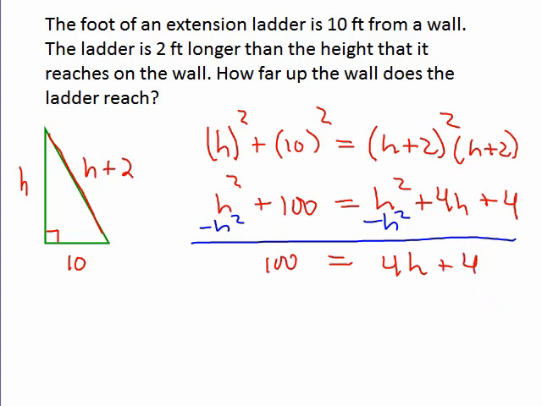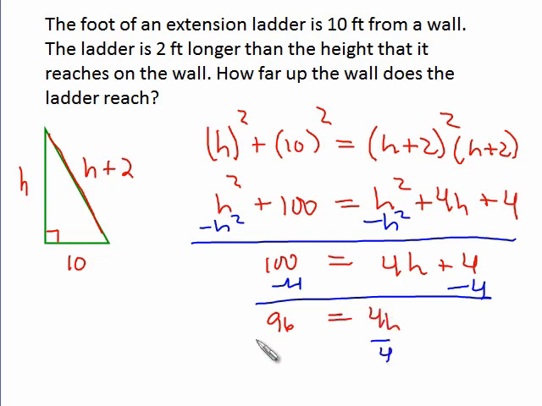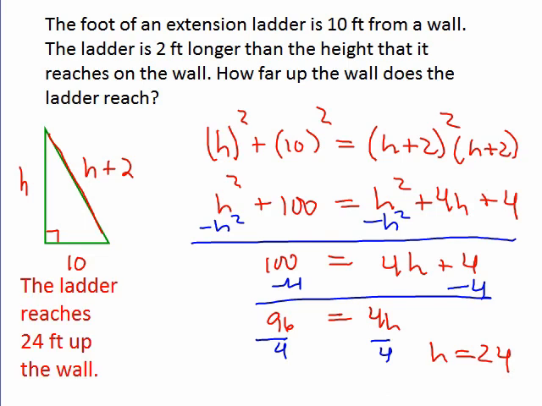So, solving this one, I'll go ahead and subtract 4 from both sides, giving me 96 is 4h, and then finally dividing by 4, we see that h then is 24. So that means the ladder reaches 24 feet up the wall.